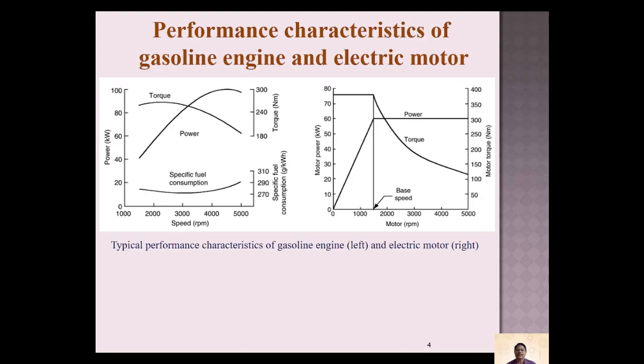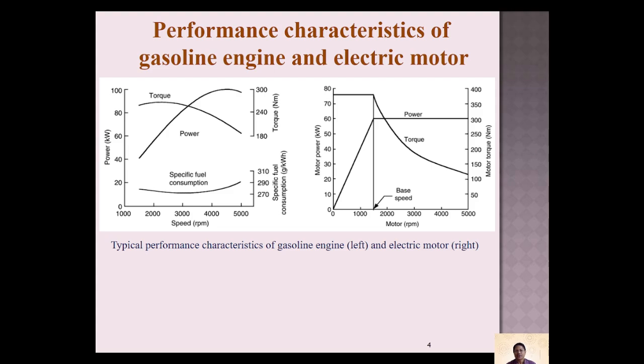So the performance characteristics of a gasoline engine and an electric motor need to be compared here. For gasoline it is given on the left side, for the electric motor it is given on the right side. So torque, power, then specific fuel consumption, SFC, is also given. The specific fuel consumption in the beginning will be higher, in the middle it will be low. When you keep on increasing the speed, it will be less. When you increase the power, it is reducing. If you increase the power, the torque is also reducing, as power and speed gradually increase.